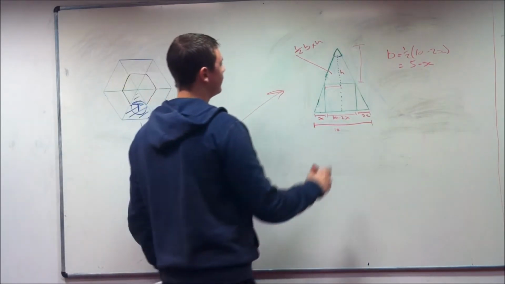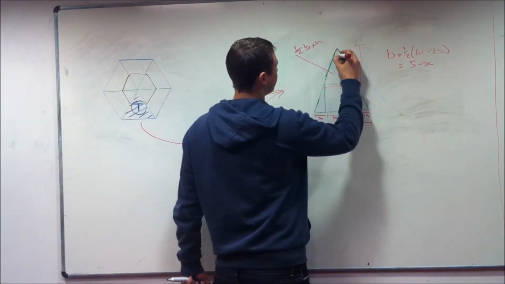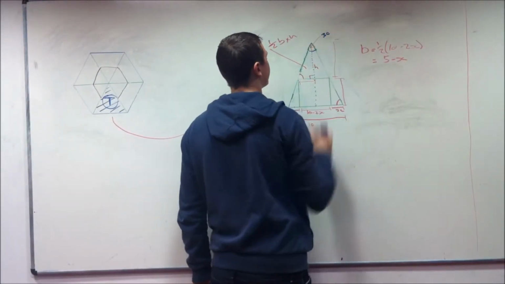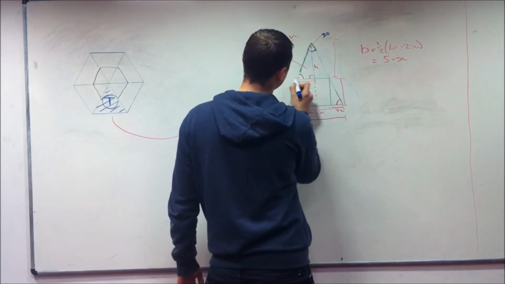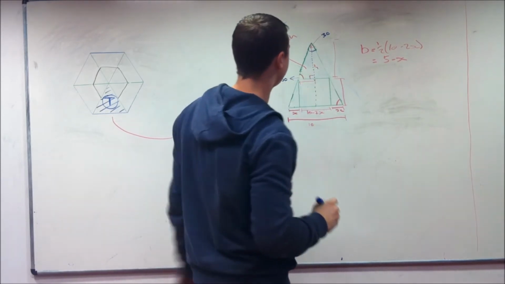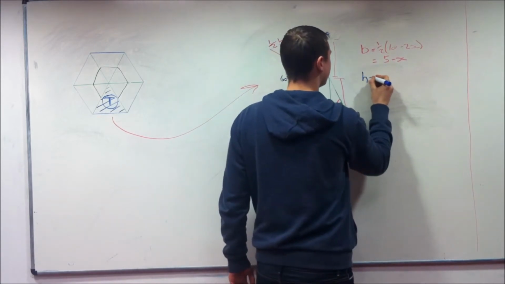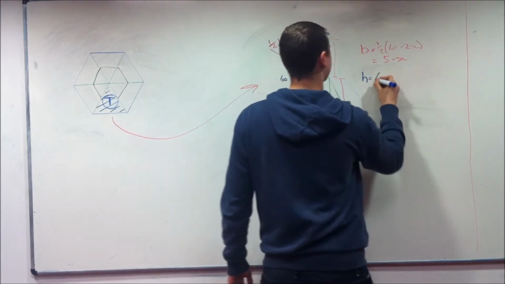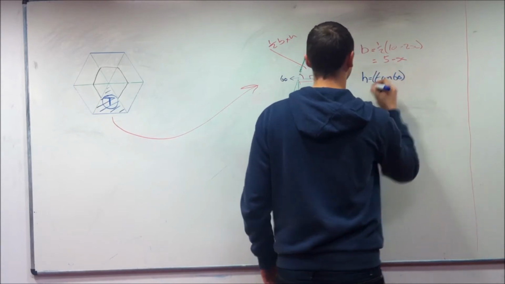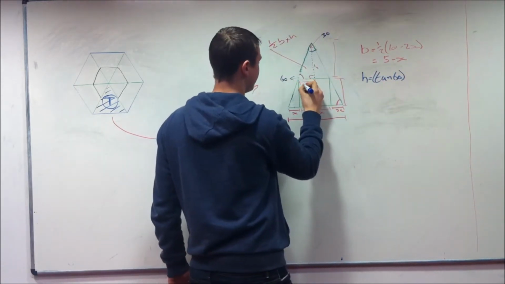Now to work out this height, what we're going to have to do is we know this angle here. So we know this angle is going to be 30, so that means this angle is going to be 60. So to work out this height, we can do tan 60 times by this 5 minus x.